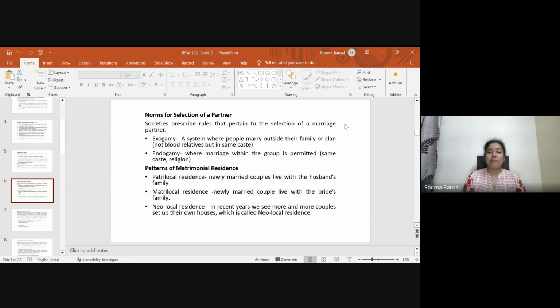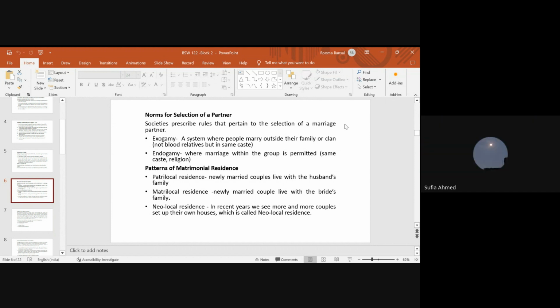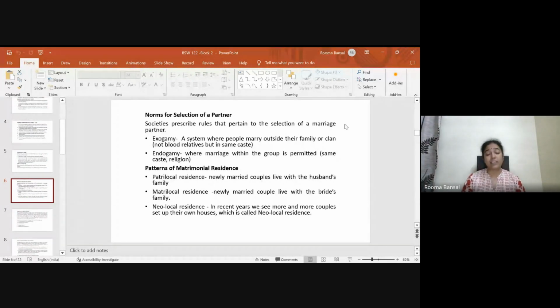Okay, but nowadays we have a new concept. In recent years we see more and more couples set up their own house, which is called neo-local residence. It is not the bride's family house or the groom's family house, it is their new residence. They are separated from both the families.